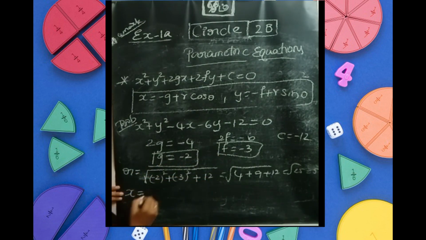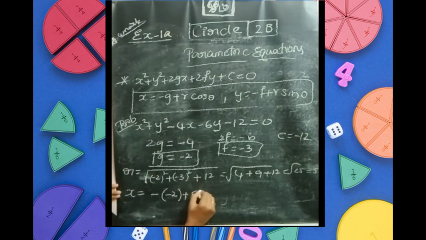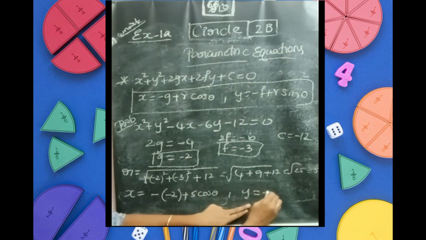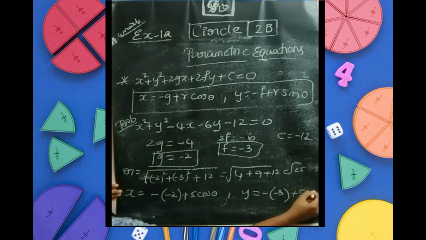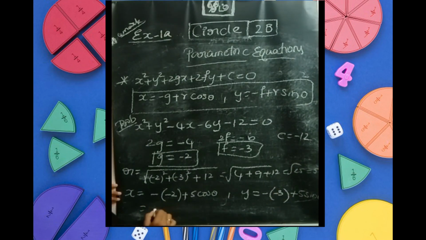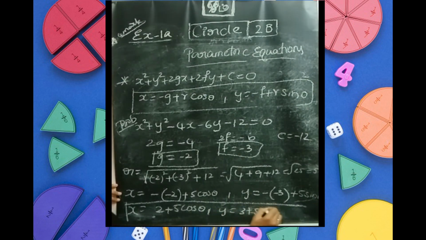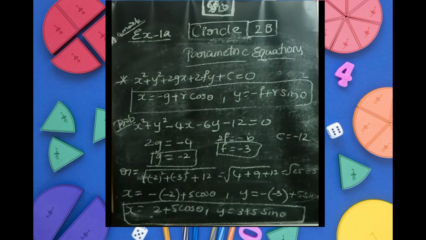Now substitute in the parametric equation. So minus g is 2, so x equals 2 plus 5 cos theta, comma, y equals minus f, minus of minus 3, that is 3, plus 5 sin theta. This is the parametric equation of this circle.